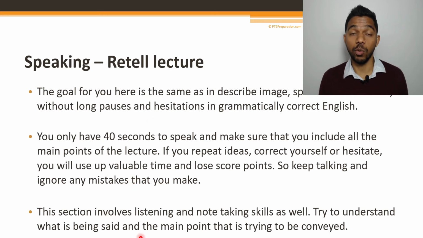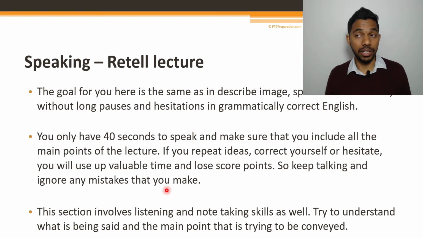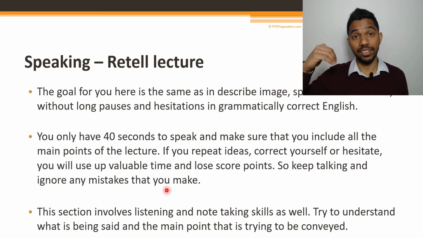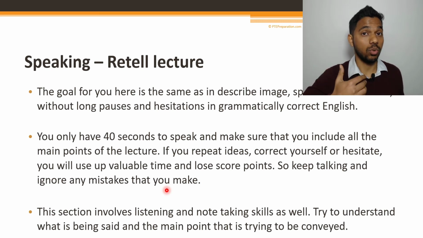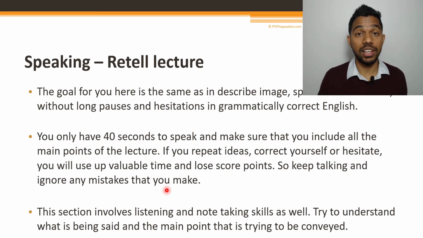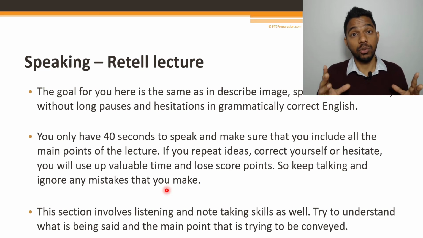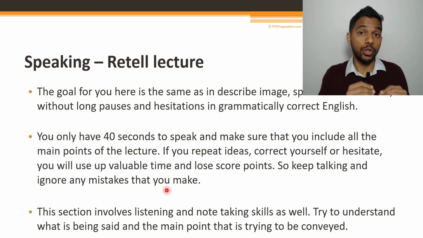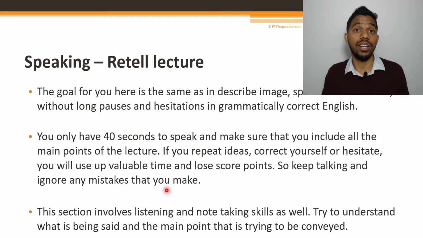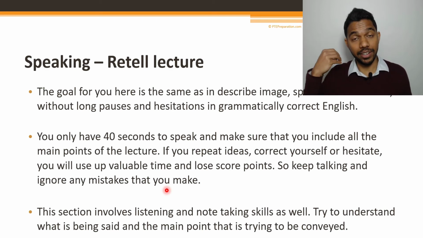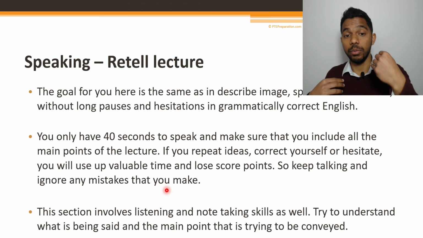Now this section involves listening and note-taking skills as well. If your listening skills are low, you're going to find it difficult to repeat the lecture as well as take down notes. So try to understand what is being said, and if you really find this is an issue for you, try improving your listening skills so that you're able to better understand, and if you better understand, you'll be able to speak better as well.